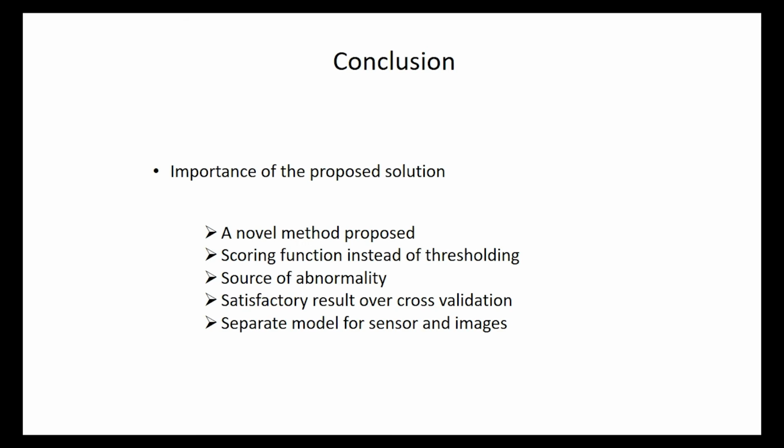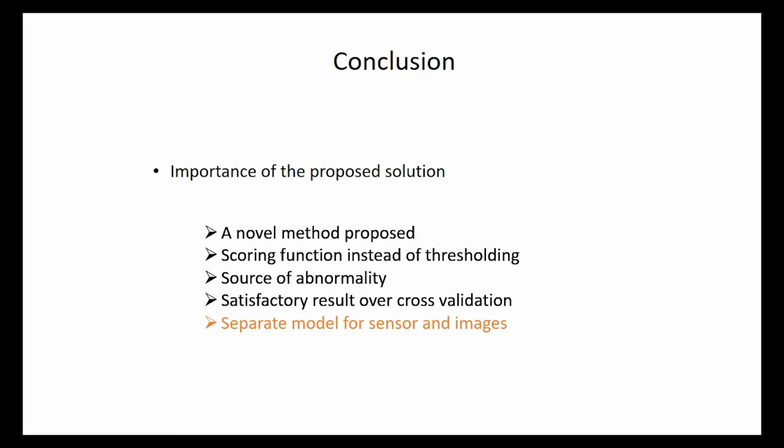Now we can highlight the importance of our proposed solution. We have proposed an autoencoder based method for real-time abnormal detection from multimodal signal. Where the traditional approach is to use a threshold value to get abnormality from reconstruction loss, we have introduced a scoring function to get a continuous score. The source of abnormality can also be detected from our method. The strength of our method is that cross validation was performed using data of a totally different environment and the result was satisfactory and invariant of training data.